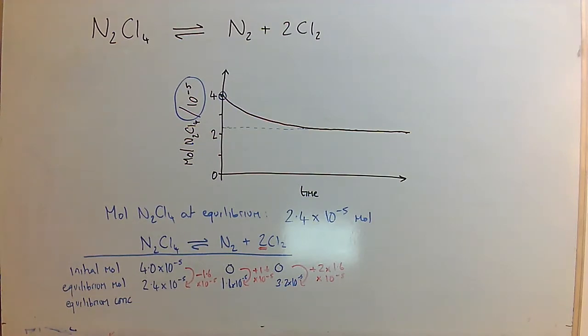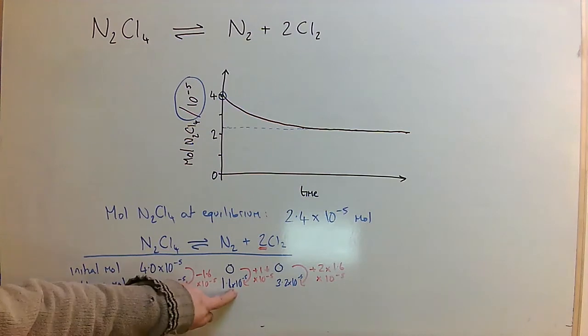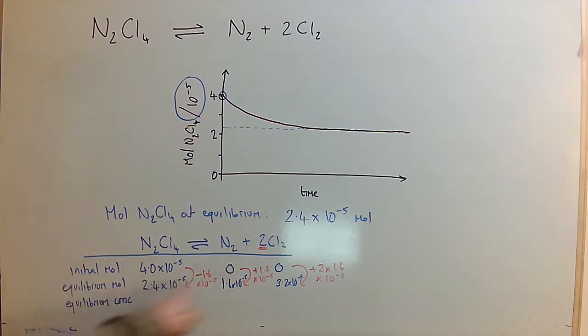Okay, so those are the equilibrium moles of each substance. So the answer for the question it asked was the moles of nitrogen, N2, but in the end you're going to need to know all of them. And then it wanted to know the equilibrium concentration of chlorine.